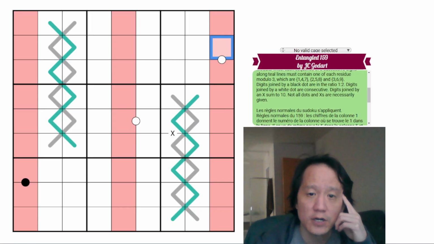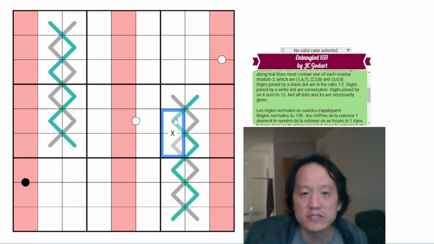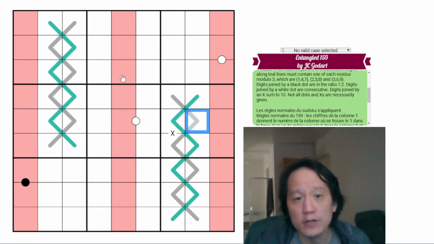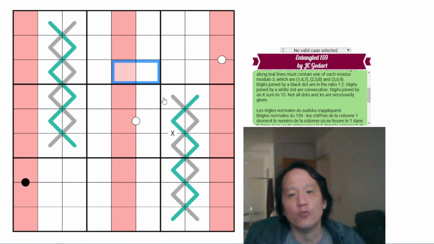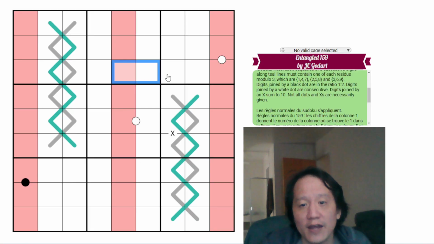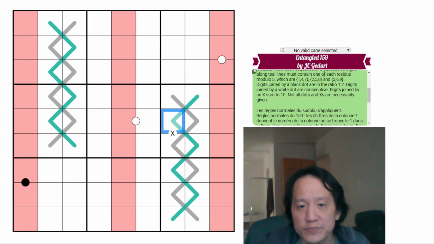Digits joined by an x sum to 10. So these two digits add up to 10. Not all dots and x's are necessarily given. So there could be two other digits in the puzzle, in fact, there might be many of them, where basically they are consecutive, or they have a 2-to-1 ratio, or they add up to 10. It's just that we are given specific information about the cells separated by these symbols.